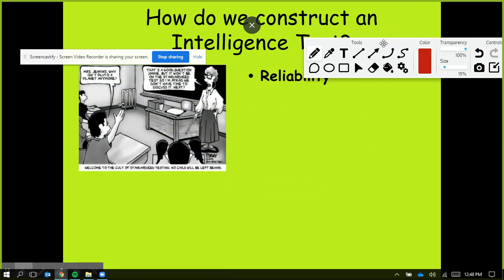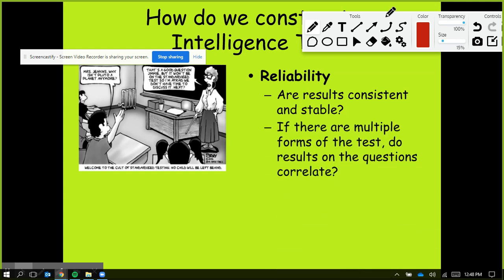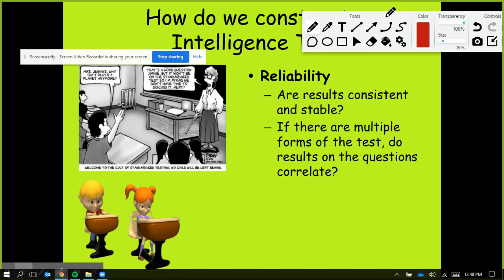The next thing we have to make sure that we have in a test is what is called reliability. Reliability is, if I give you the same test multiple times, do you score relatively similar on it each time? Especially if it is an aptitude test, meaning measuring potential. So, are the results consistent and stable?